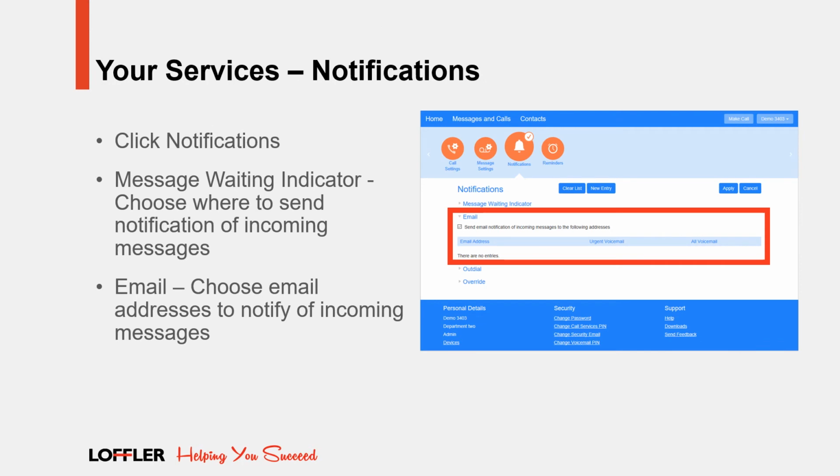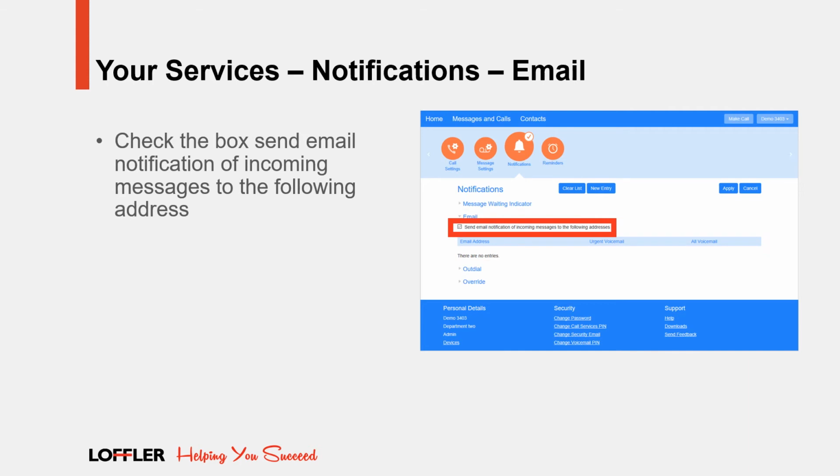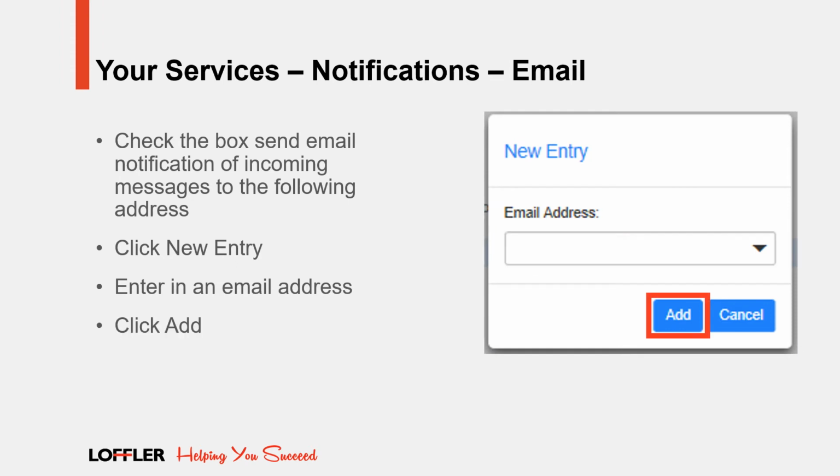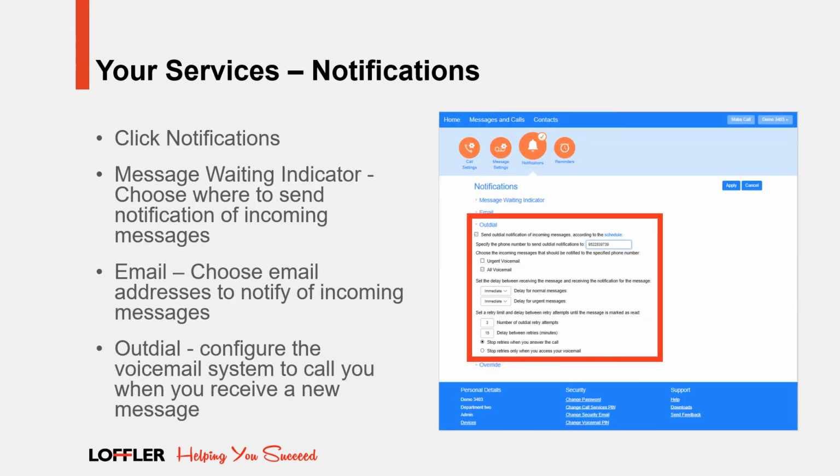Under the Email tab, choose an email address to notify of incoming messages. To add an email address, check the box Send Email Notification of Incoming Messages to the following address. Click New Entry. Enter in an email address and click Add. The Outdial tab lets you configure the voicemail system to call you when you receive a new message.